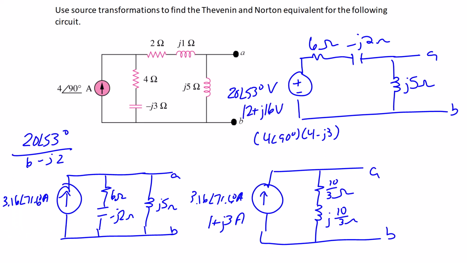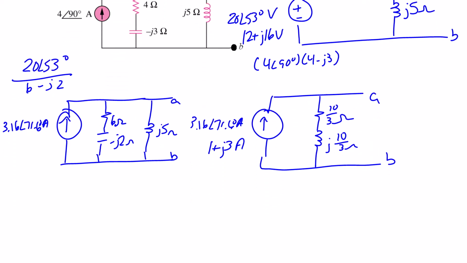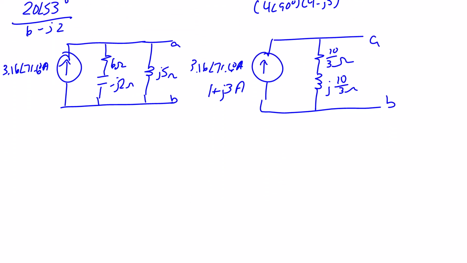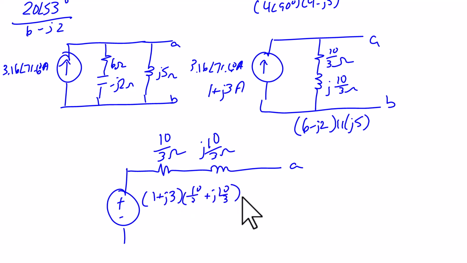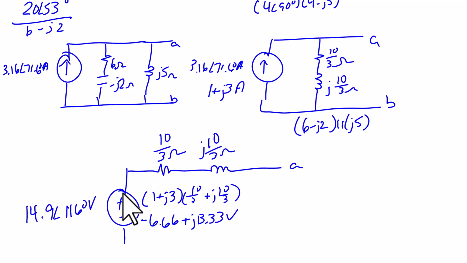Now we do one more source transformation to get the Thevenin equivalent circuit. We're going to have a voltage source in series with 10 over 3 ohms plus j10 over 3 ohms. The value of the voltage source is 1 plus j3 times 10 over 3 plus j10 over 3, which yields the Thevenin voltage as negative 6.66 plus j13.33 volts, or 14.9 with an angle of 116 degrees.